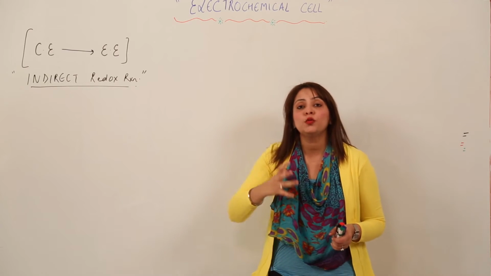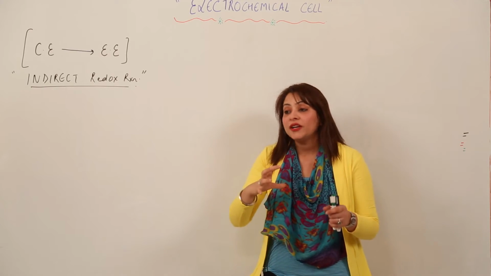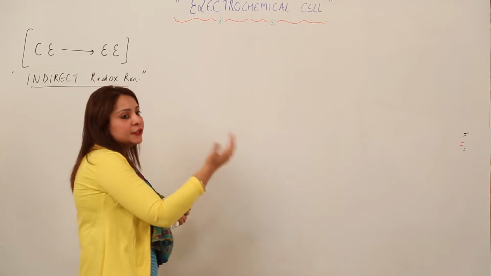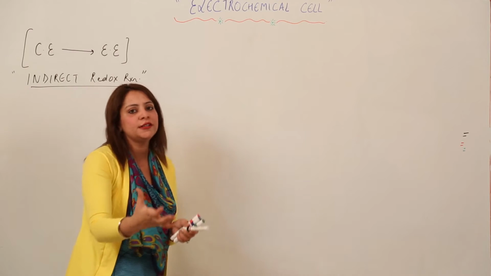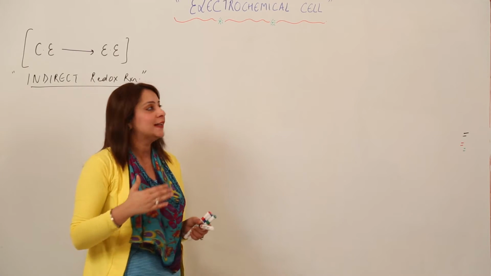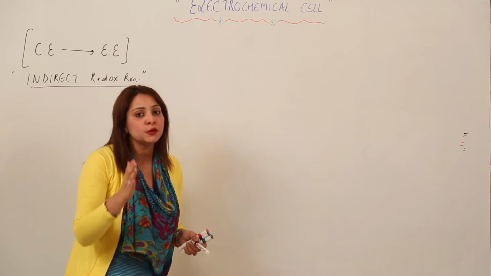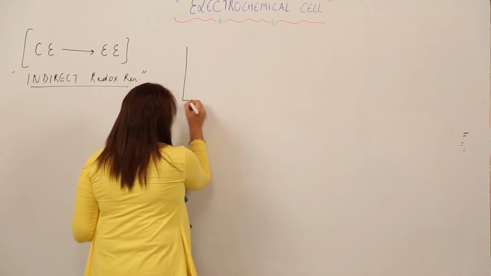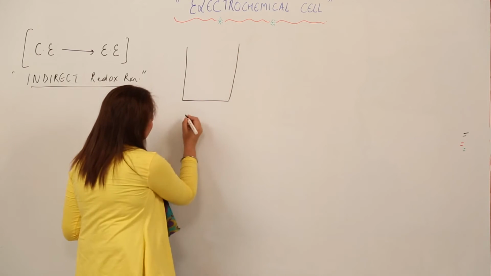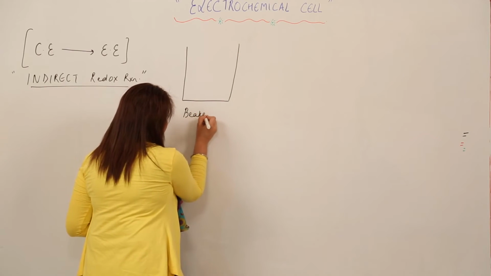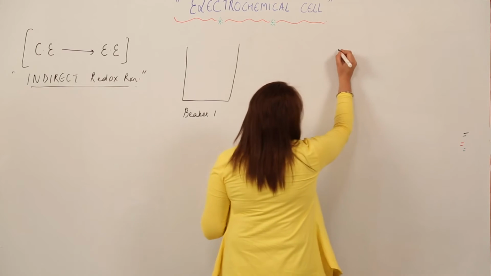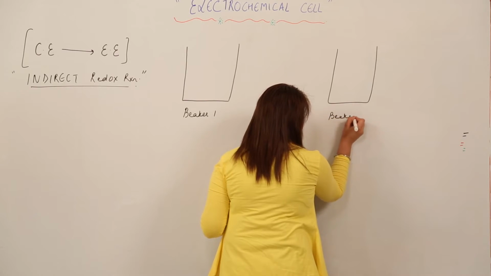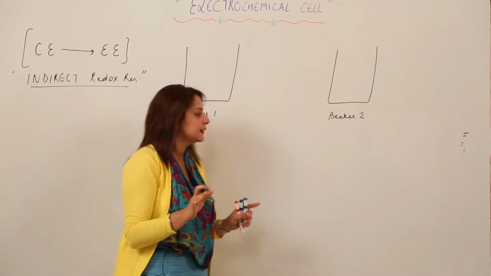Now let us see how it works. What is its apparatus? What is the setup? Just look at the board and draw the figure. First understand and then draw it in your copies as well, because whenever you answer this question you need to draw the figure. It is very important. So what is it? It consists of two beakers. I am writing beaker 1, the other beaker, beaker 2. Is it okay?